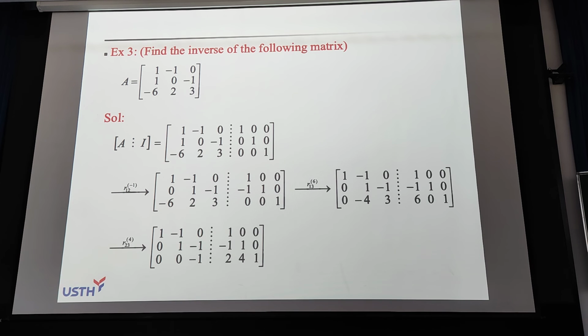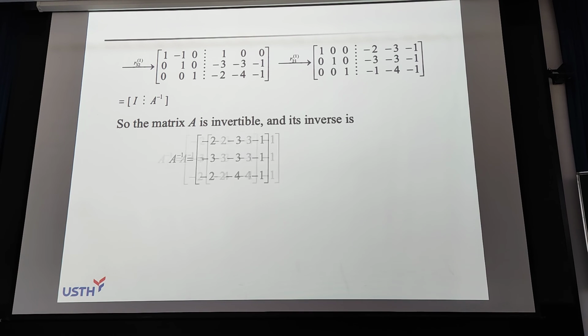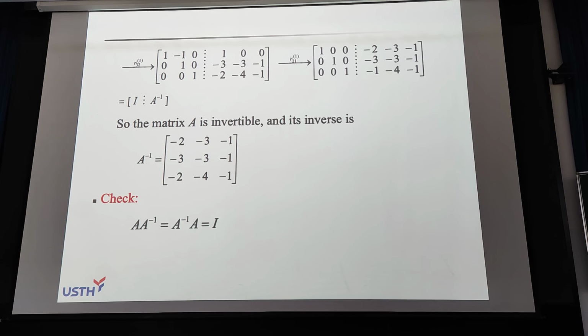You get that one. So I will skip it for you to follow only. Then you see. And finally, you get that. That is already the identity. Then that one is exactly the A inverse. When the part A becomes the identity, then the second part will be A inverse. That is, the matrix A is invertible and it has an inverse to be that one, and you can verify it here. So I leave it for you to verify by yourself.